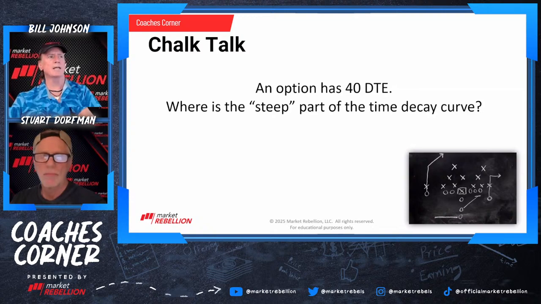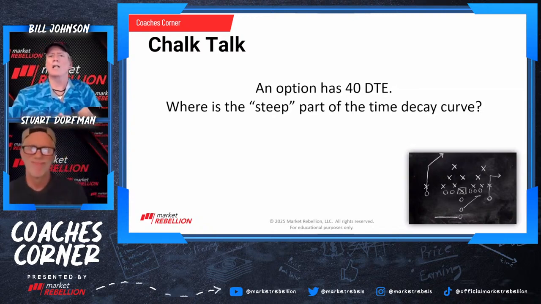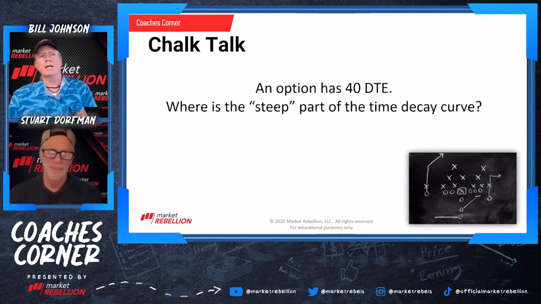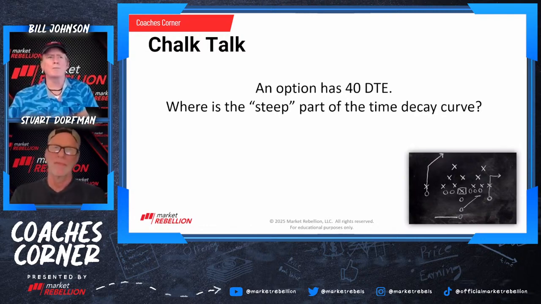Option has 40 days to expiration. Where is the steep part of the time decay curve? A somewhat knowledgeable options trader might say, I know it's somewhere around the 25% mark. I'm going to say 10 days. But now you see why that can't really be true, because they're looking right, saying time's moving forward towards the 10-day mark. Why can't I look left and say it's 160 days and 40 days is the dangerous part?